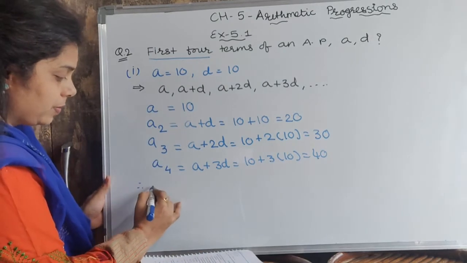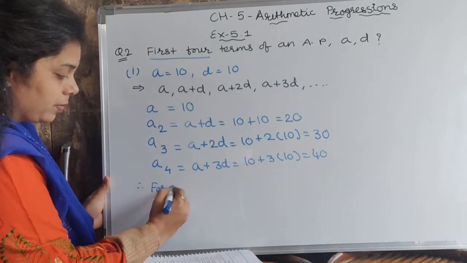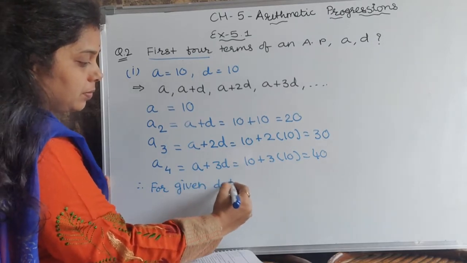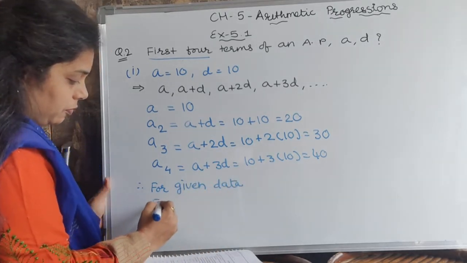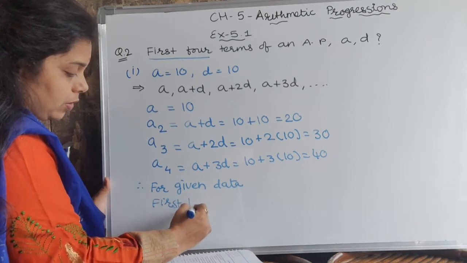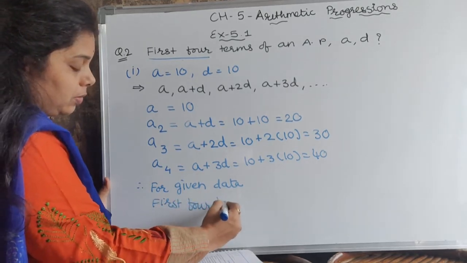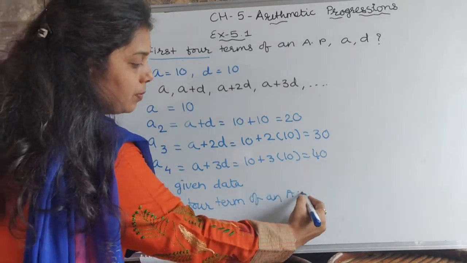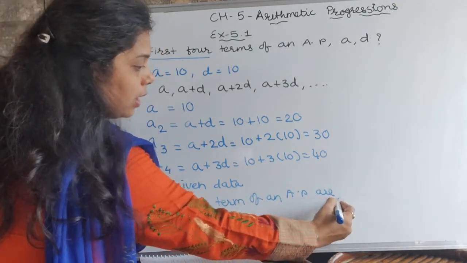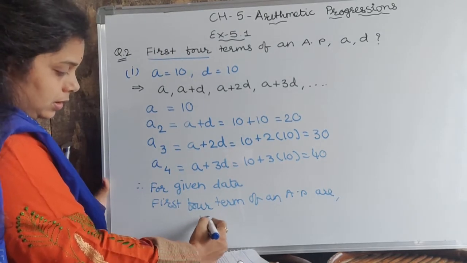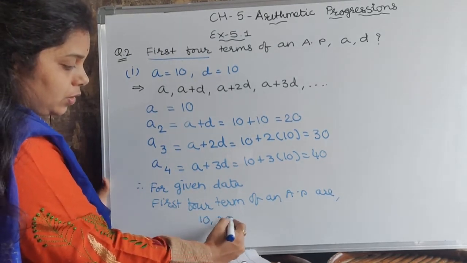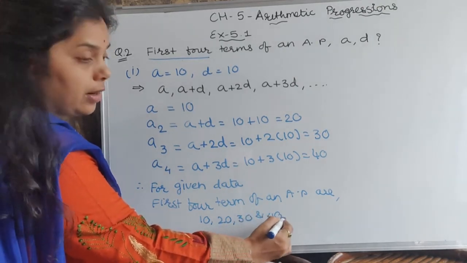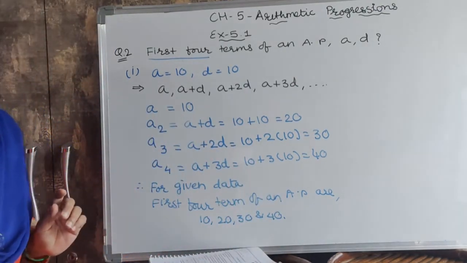So therefore, for the given data, the first 4 terms of the AP are 10, 20, 30 and 40. Is it clear?